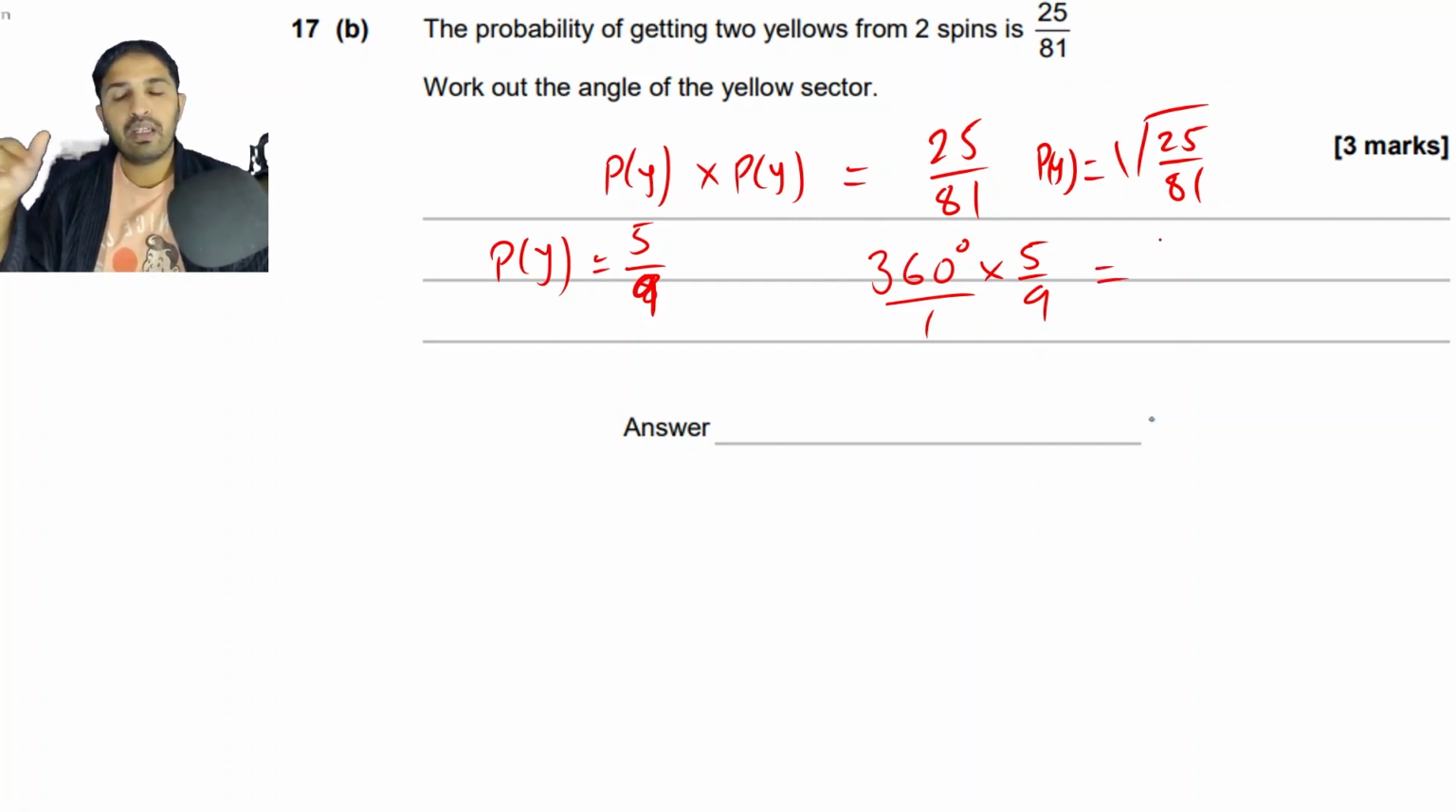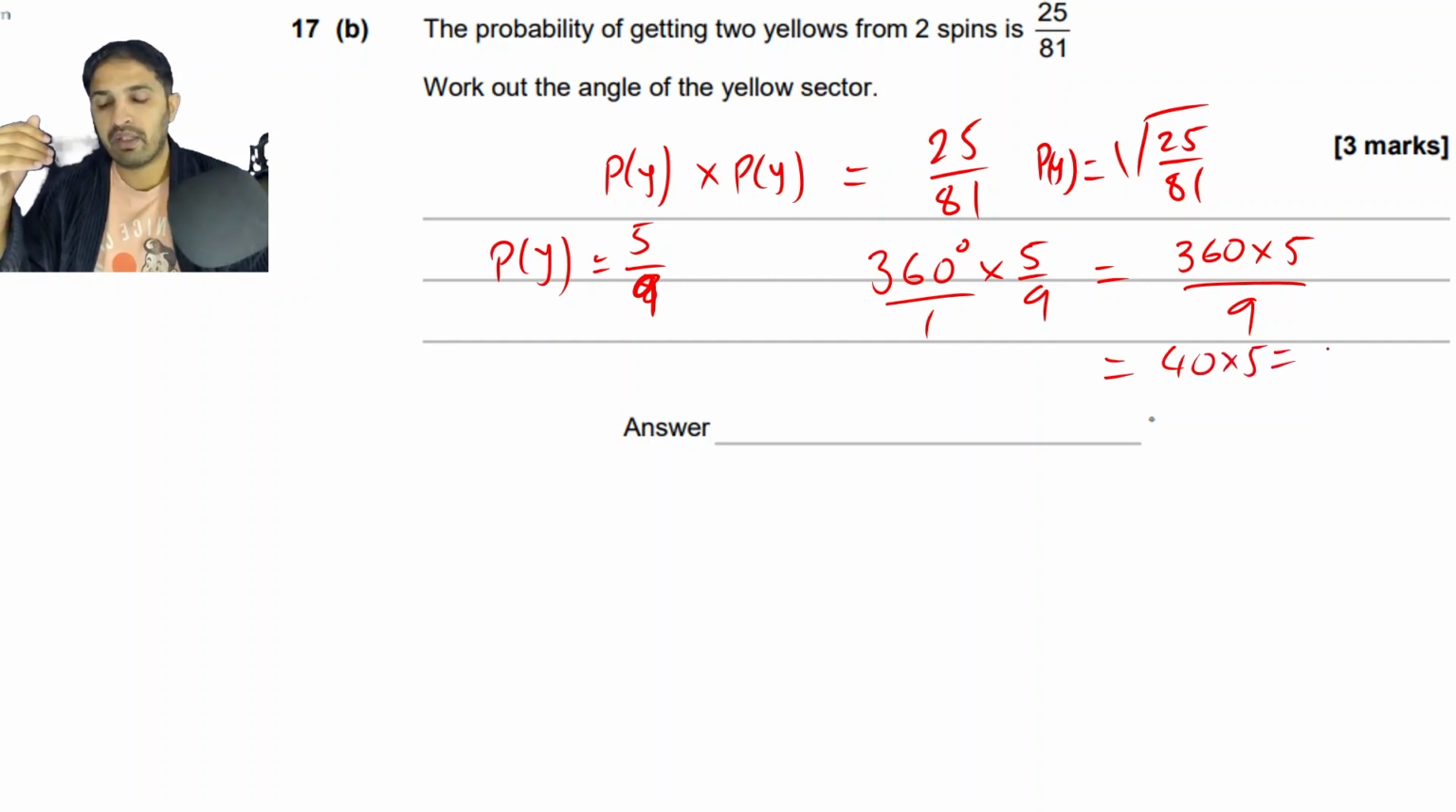So we can say 360 multiplied by 5 divided by 9. So 360 divided by 9 is 40 degrees, multiplied by 5, which is 200. So the angle of the yellow sector would be 200 degrees. And that's all we had to do: work out this part here, and then work out the angle of the yellow sector afterward.